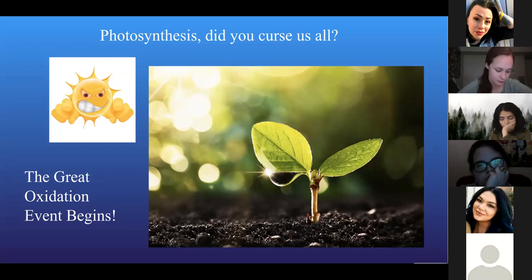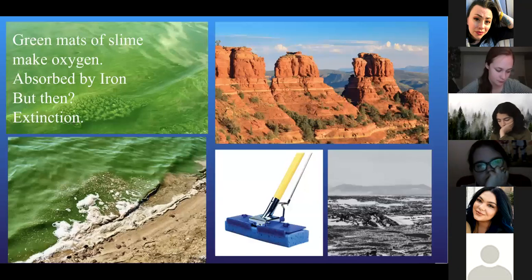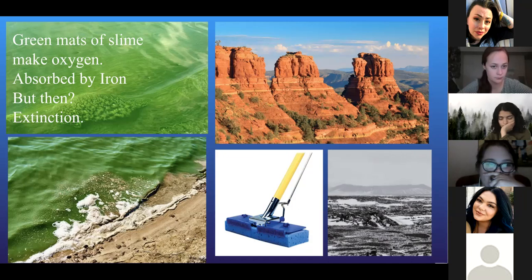Now, this happens really slowly. So we've got these green mats of slime, and when we talked about dinoflagellates, this is sort of the same sort of organism. These green mats of slime start pouring oxygen into the atmosphere. But because oxygen is so reactive, it wants to combine with other compounds really quickly. And so the first thing that happens is other molecules start to kind of gobble it up. They soak it up out of the air.